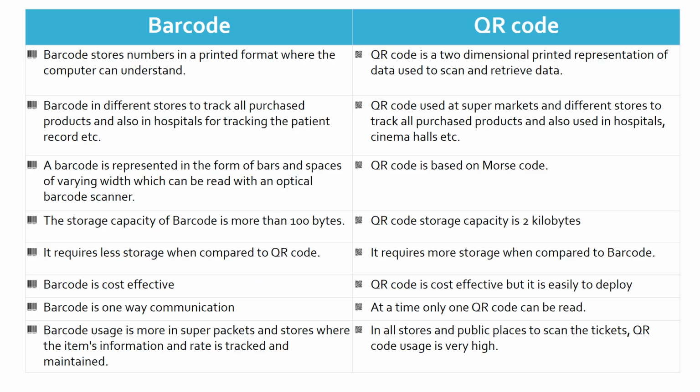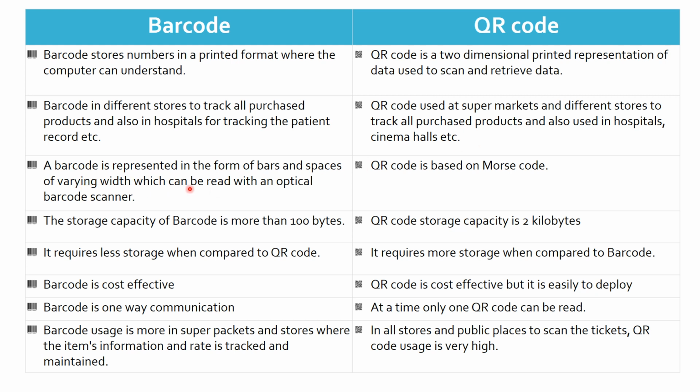So this is the comparison between barcode and QR code. Barcode basically stores numbers in a printed format, whereas QR code is a two-dimensional printed representation of data used to scan and retrieve data. Barcodes are used in different stores to track all purchased products, and also in hospitals for tracking patients. QR codes are used in supermarkets and different stores to track all purchases.